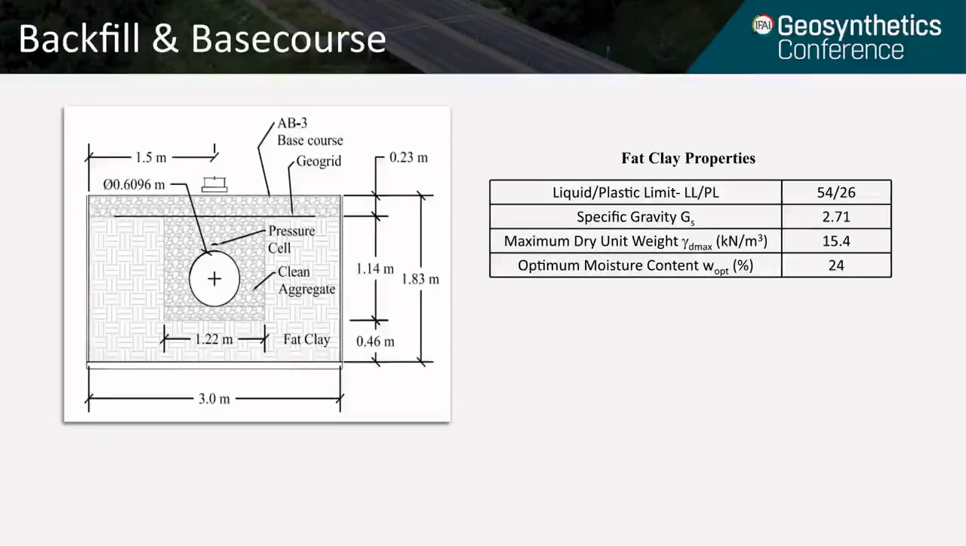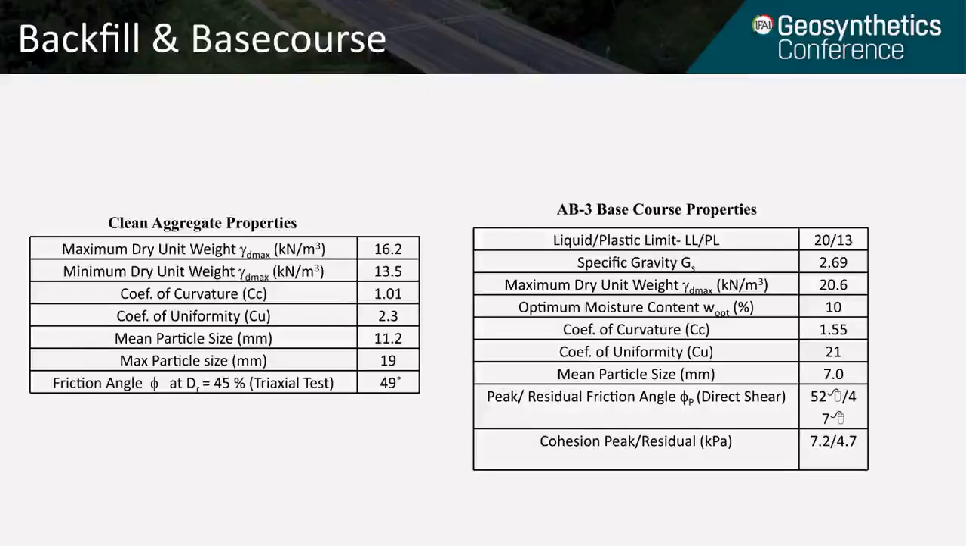Fat clay used as the in situ soil was determined to have a maximum dry unit weight of 15.4 kilonewtons per meter cubed. The clay was compacted at a density of 14.5 kilonewtons per meter cubed, near the optimum moisture content. The backfill was a clean aggregate with a maximum size of 3/4 inch or 19 millimeters with a mean particle size of 11.2 millimeters, or approximately 1/2 inch.